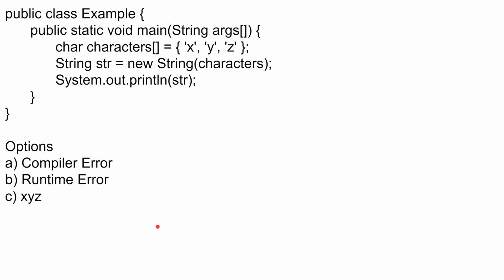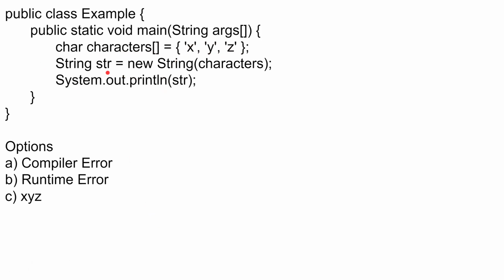Okay, let's move to the next question, which I have. So we can see inside the main method, I have declared an array of characters, and it is initialized with values X, Y, and Z. These are the 3 characters. So we have an array of characters with these 3 characters.